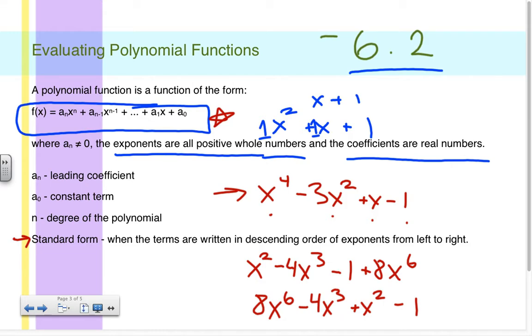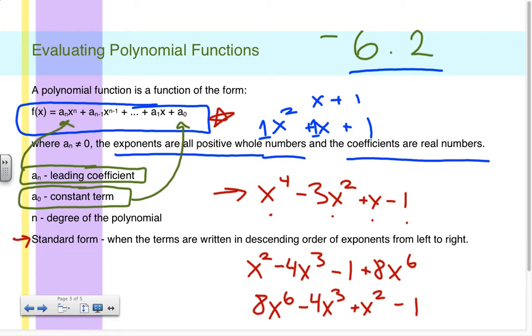Now, just a few other pieces of this. What we say, a naught, up here, a naught is just going to be the constant term. So that's going to end up being useful down the road. What's going to be very important is the leading coefficient. What the leading coefficient is going to be is the coefficient that is before the x term that has the highest exponent to it.